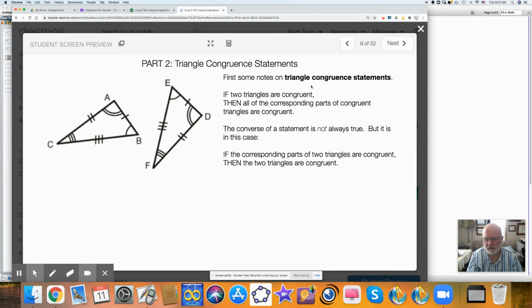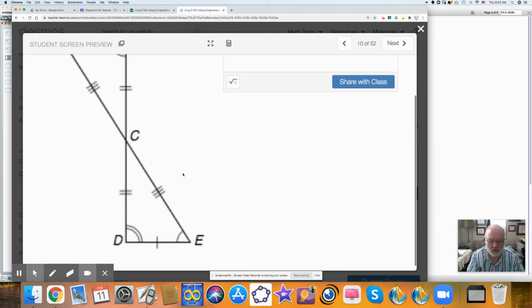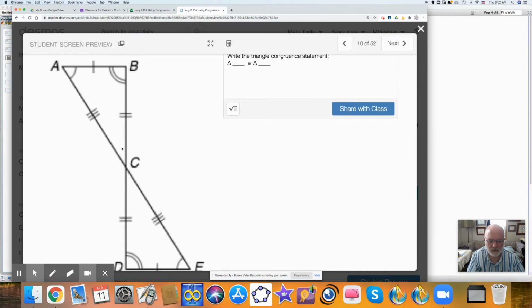Next, we have this business of some notes on triangle congruence statements. If two triangles are congruent, all of their corresponding parts are congruent, and you have to line up the statements. Also, it's not always true that the converse of an if-then statement is true. But in this case, it is true that if the corresponding parts of two triangles are congruent, then the triangles are congruent. So the converse is also true. But you have to make sure that you get them in the right order. So the angles have to match up.